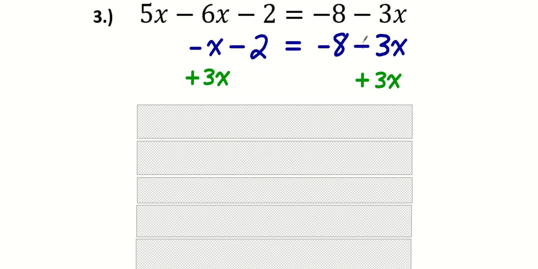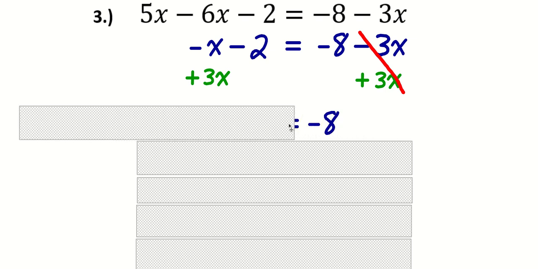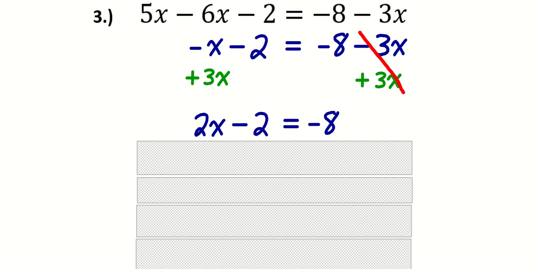Adding. That's what's going to make that gone, right? Keep in mind, I don't know if I've said it quite this way yet in this video, but negative 3x plus 3x is literally 0. Okay? So it's gone. And on the right side, you just have minus 8. What's the left side going to be? What's negative 1x plus 3x? 2x with the minus 2.